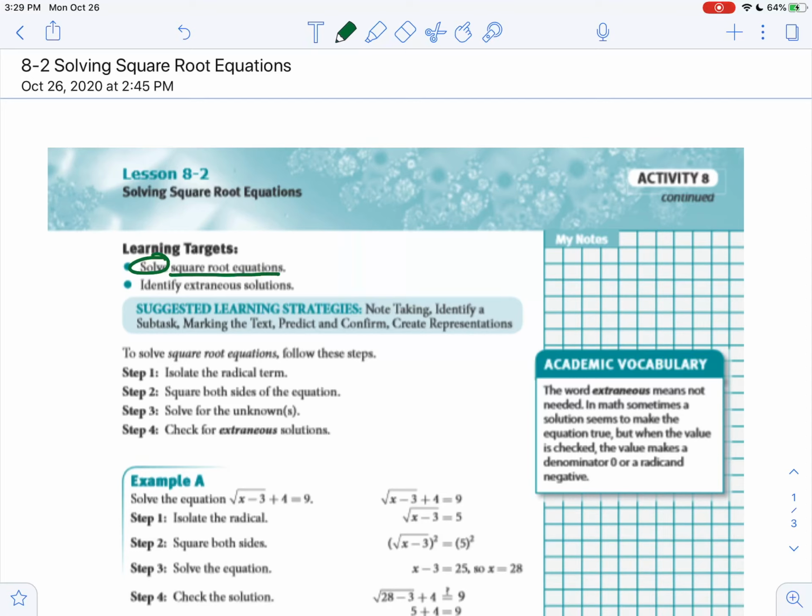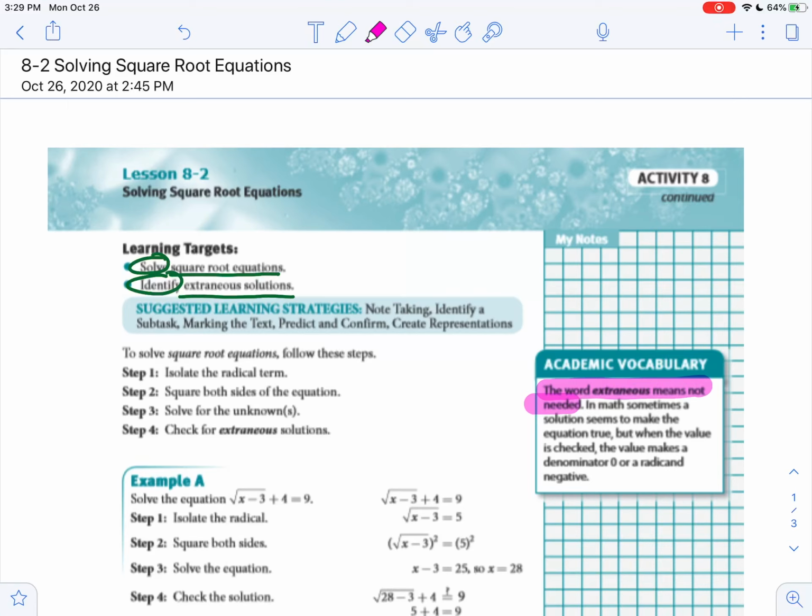Hello and welcome to lesson 8.2, solving square root equations. Today we're going to work on two targets: solving square root equations, and identifying extraneous solutions. The word extraneous means not needed.